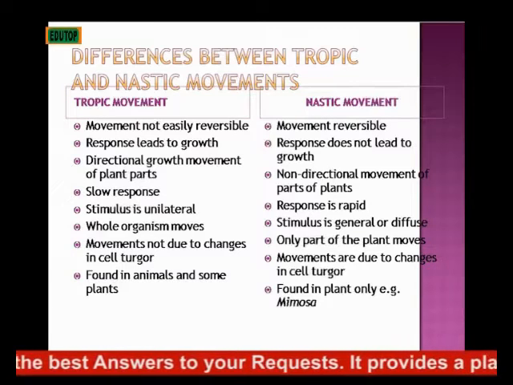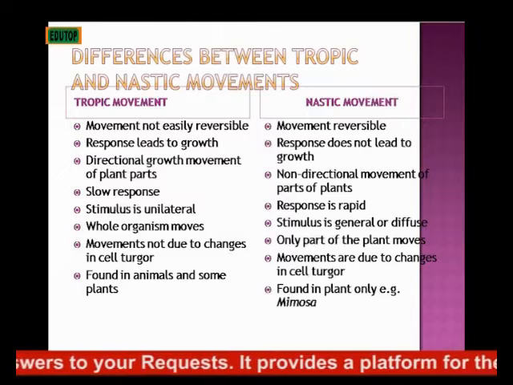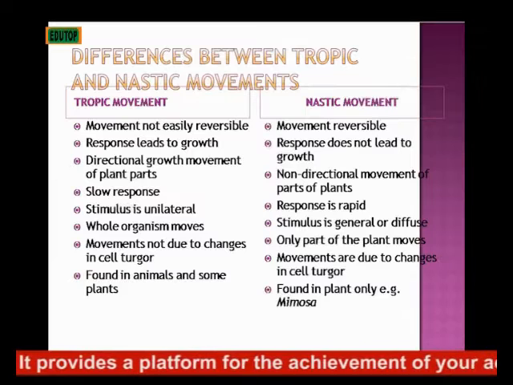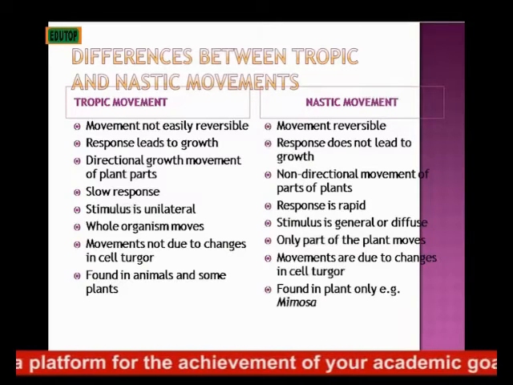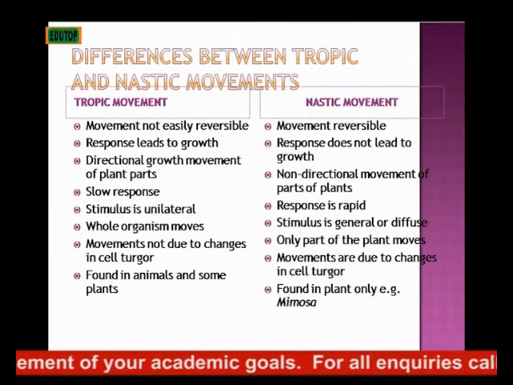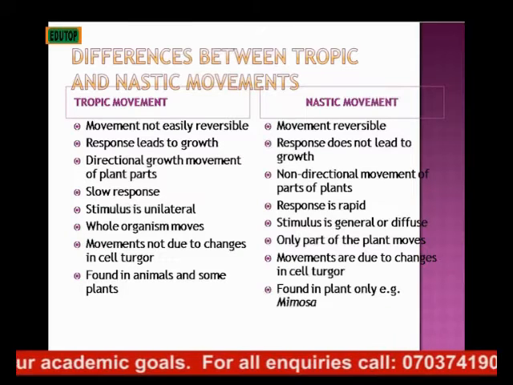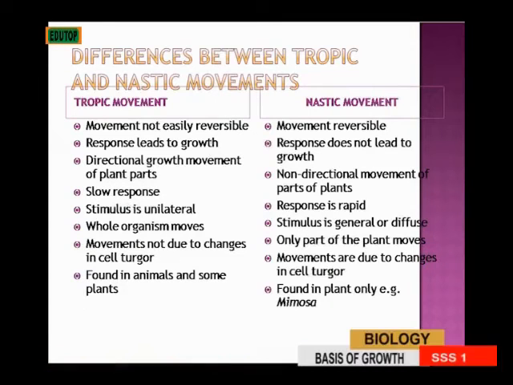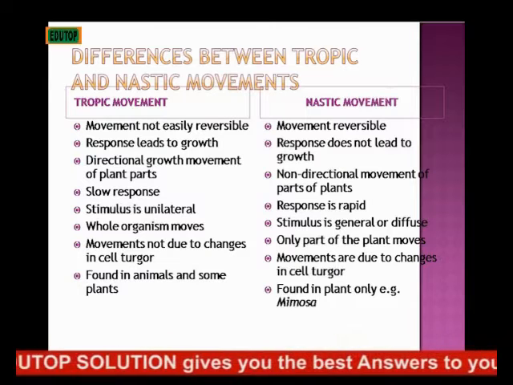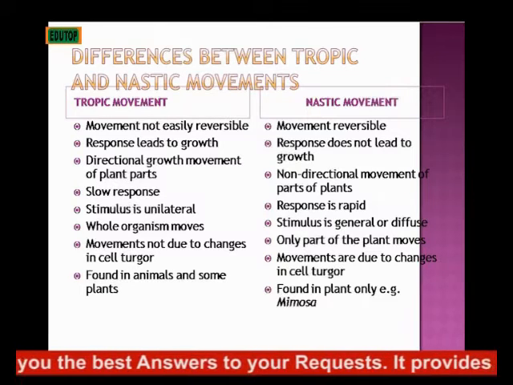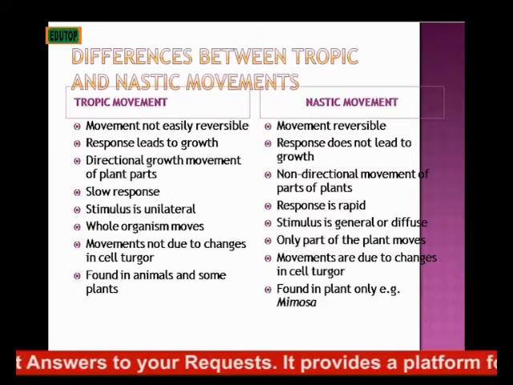Then the stimulus in tropic movement is unidirectional, that is, towards the stimulus. But in nastic movements, the response is general or diffuse. It is not towards any part, but rather is directional to the organ, not to the stimulus. Then in tropic movement, the whole organism moves, while in nastic movement, it is a part of the organism that moves, not the whole organism. Then in tropic movement, movement is not due to changes in cell turgor, but for nastic movement, movement is due to changes in cell turgor.